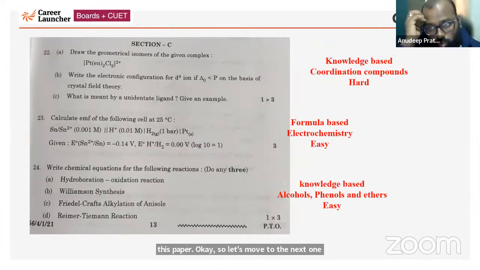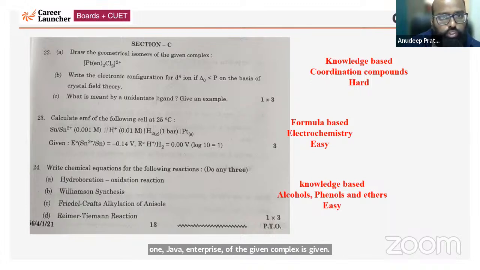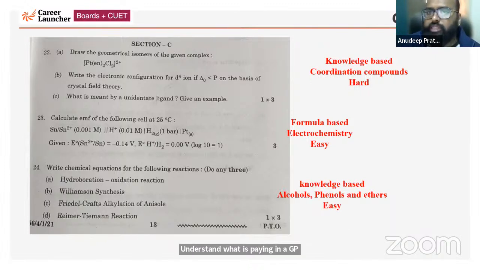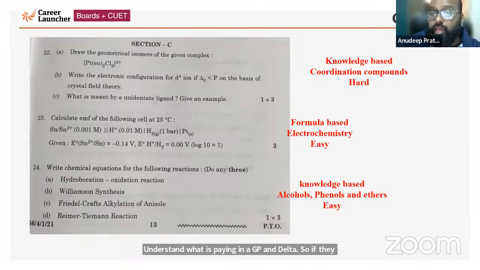Next one is a coordination compounds question. First one, geometrical isomers of the given complex. It's a quite easy question, but the second question is, I think, not something everyone is able to do because most of the people don't understand what is pairing energy P and delta naught. If they understand that, they can easily say P is greater than delta naught means it's a weak ligand. So if you know it is a weak ligand, you can easily write that it is basically for the outer orbital complexes. If we know that concept, everybody is able to do it, but if they don't know, it will be hard for them.